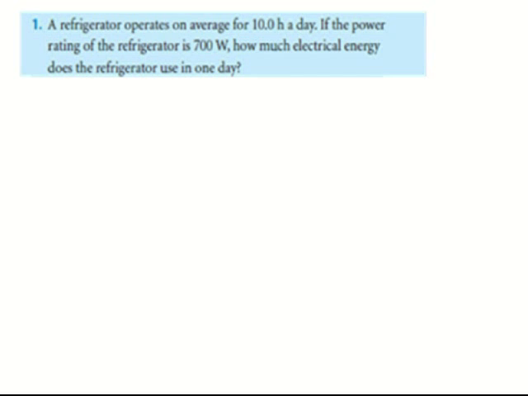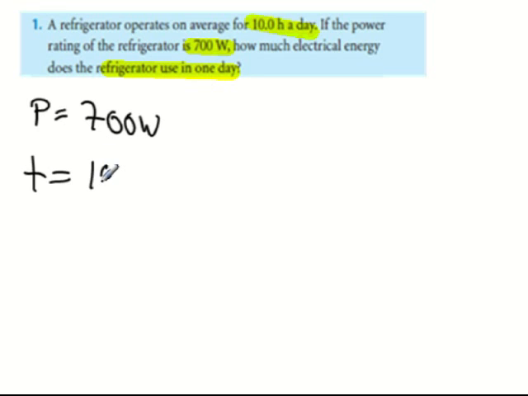In the problem, a refrigerator operates on average 10 hours a day. If the power rating of the refrigerator is 700 watts, how much electrical energy does the refrigerator use in one day? It's always a good idea to write down what you know first. We know that the power rating of our refrigerator is 700 watts. We know that the time for the refrigerator running is 10 hours. And we want to know the overall electrical energy being used.